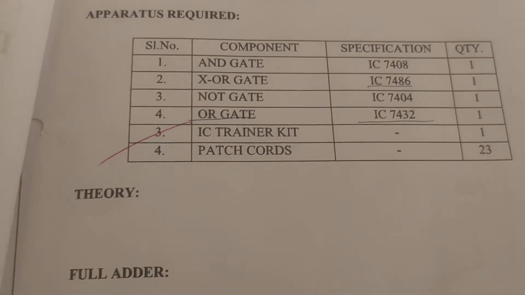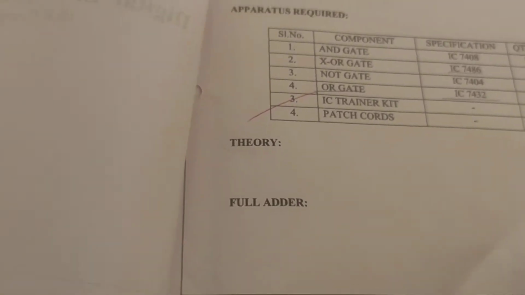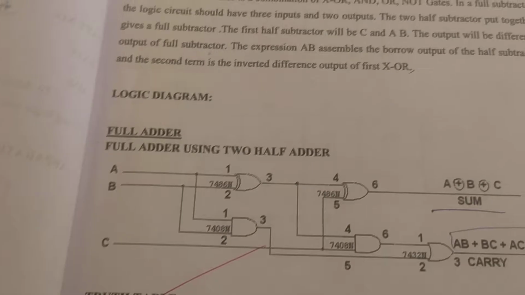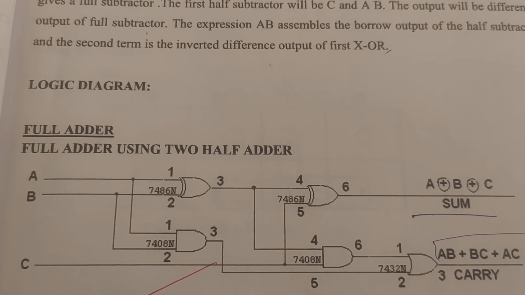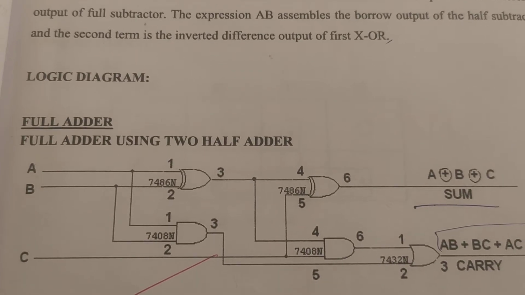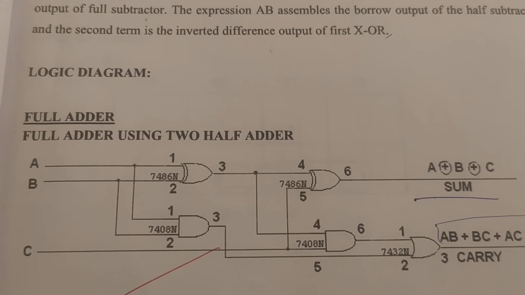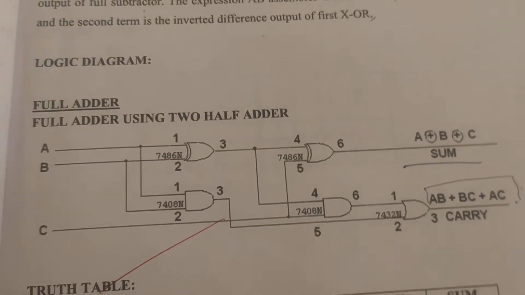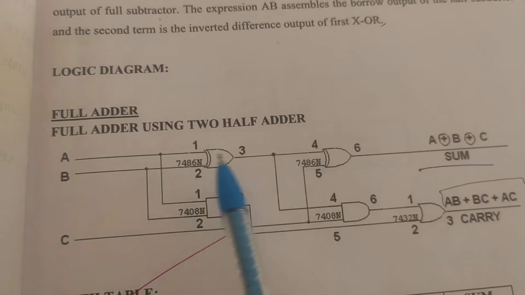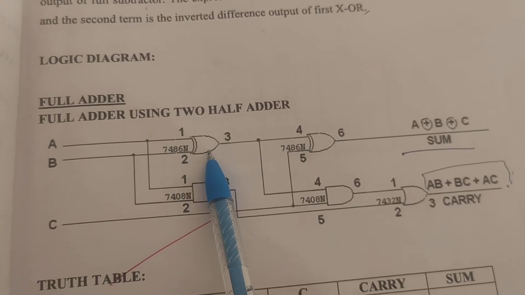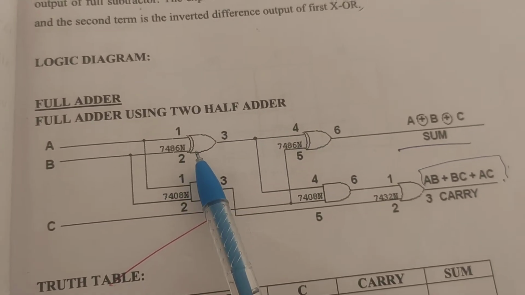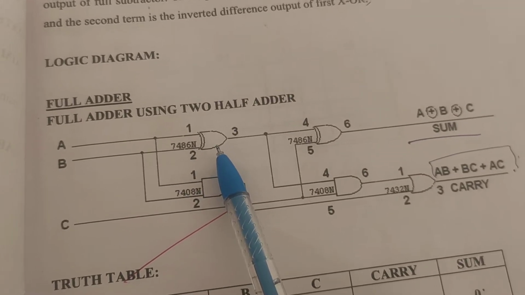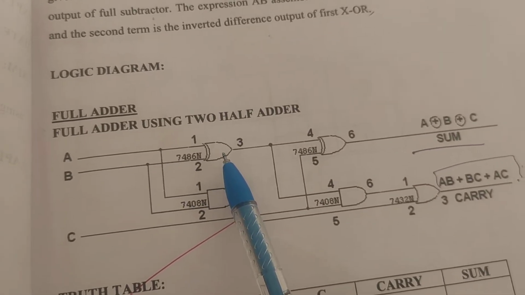Now we will see the basic block diagram, or logic diagram, for the full adder. This is the logic diagram for the full adder. It is nothing but a full adder using two half adders. In this diagram we can see two XOR gates. These are XOR gate ICs, IC 7486, which is the IC number for the XOR gate.